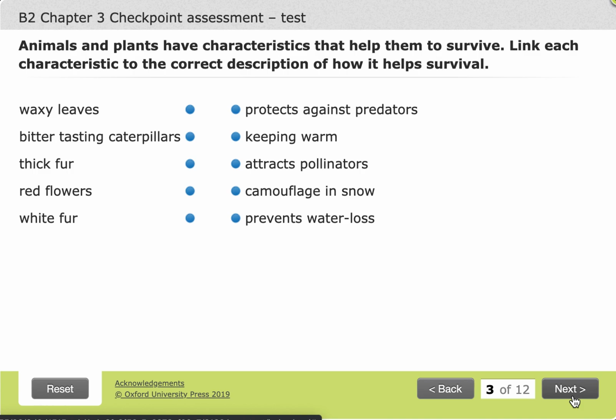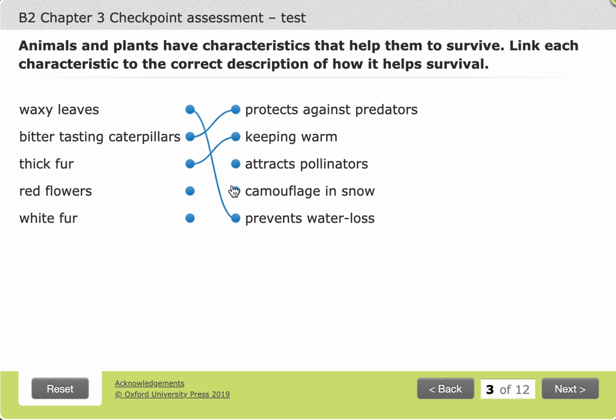Here we are looking at survival and characteristics which allow plants or animals to survive. Waxy leaves. This will prevent water loss. You tend to have a layer on top of a leaf which prevents the water from coming out. Bitter tasting caterpillar. Well, think about it. If something is bitter tasting, it's not something you want to eat, and therefore a predator will be reluctant to consume it.